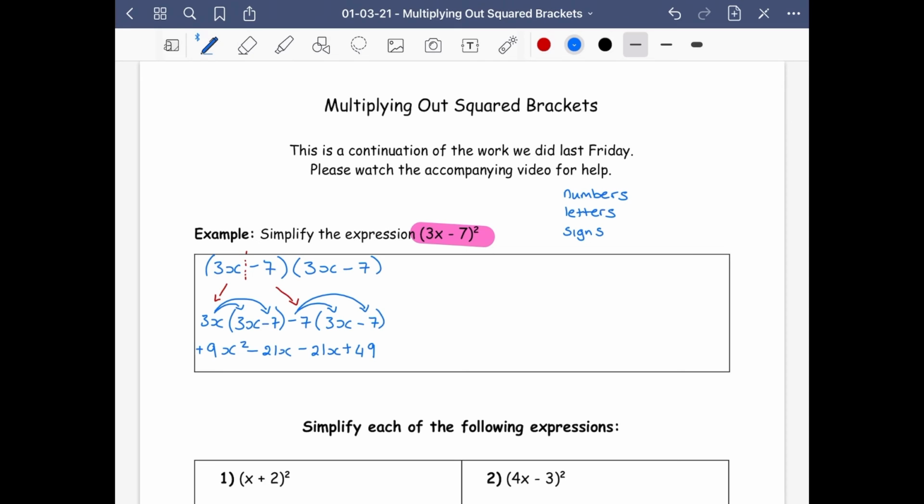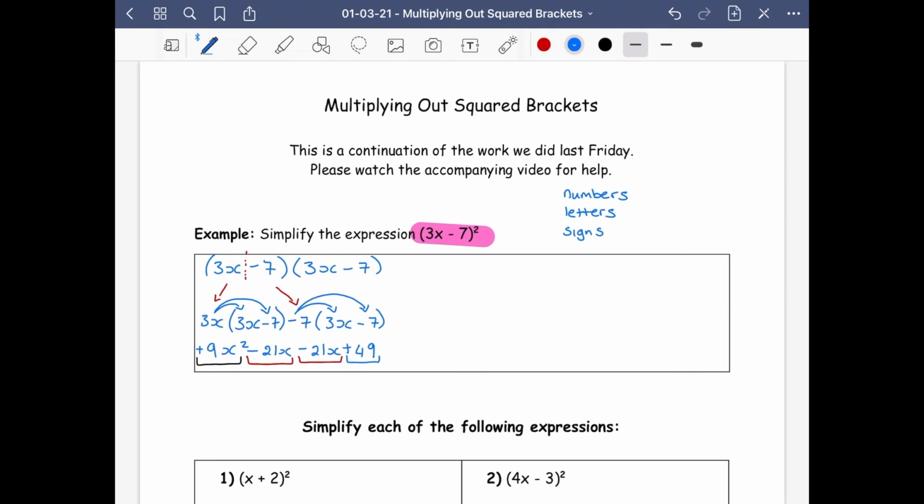Now the next part isn't absolutely essential for the purpose of this worksheet. I don't mind if you don't do the next part. But the next step we need to do is to simplify. So we look for the common terms. So we have an x squared term. We have an x term and another x term. And we have a number on its own.